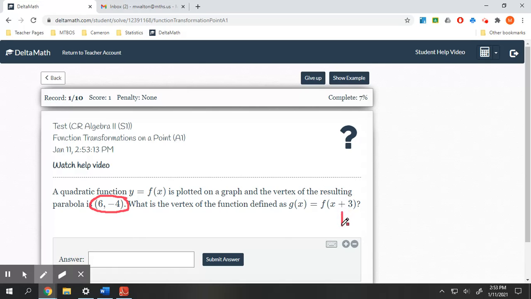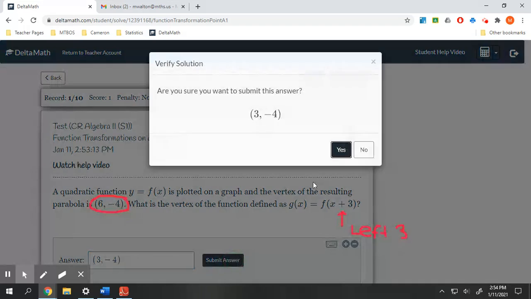This x plus 3 on the inside, on my input, tells me that we are going left by 3. So if I want to go left by 3, here's what we have. Instead of being at (6, -4), left 3 means 6 minus 3 is 3. So now we are at (3, -4). Same height, we're still at -4, but we have just gone left by 3. So instead of 6, we are now at 3.